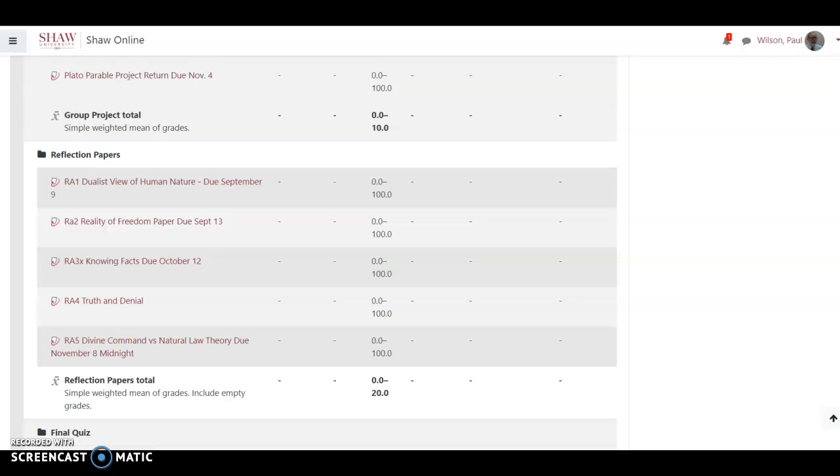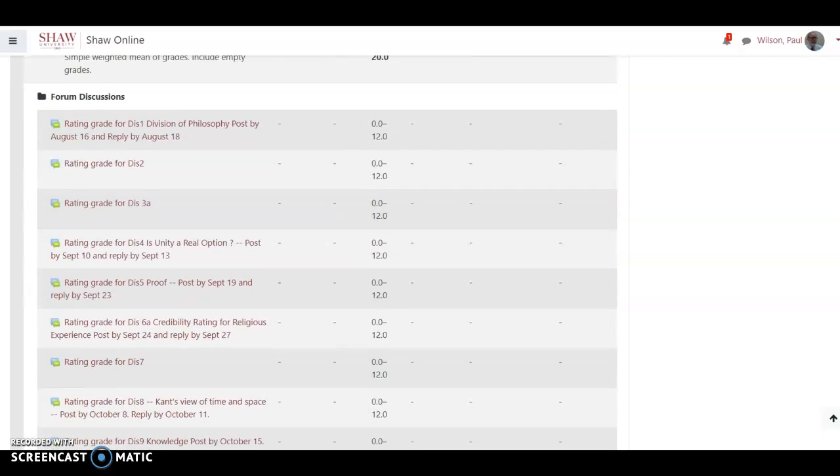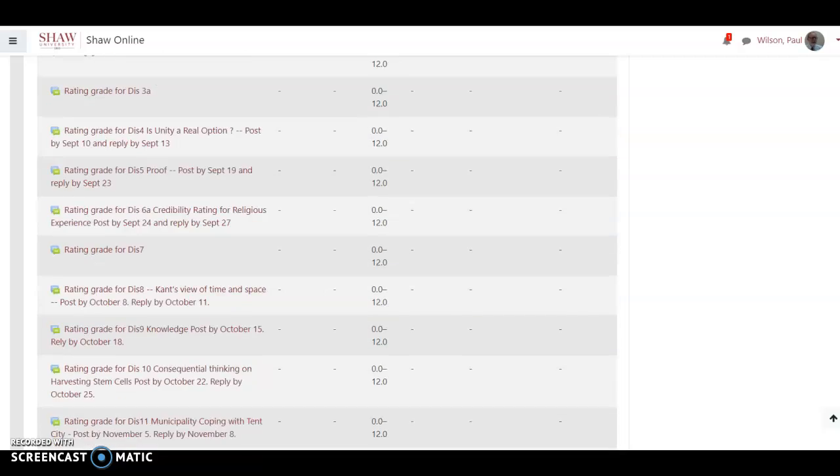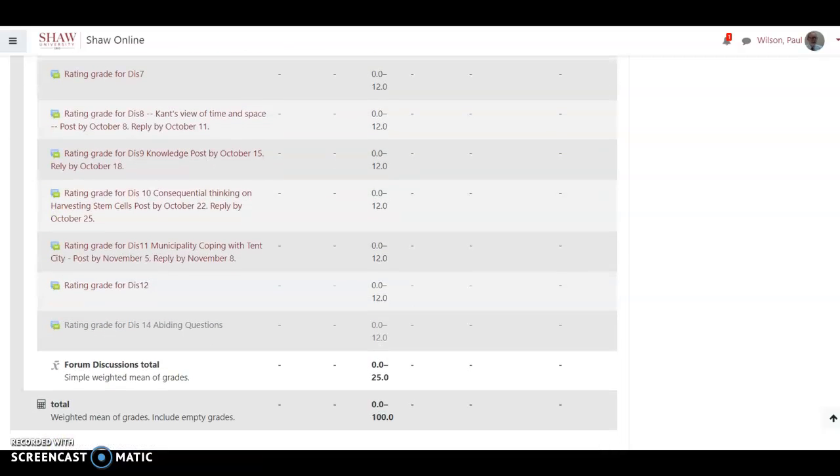Remember, each category represents activities you will complete. All of the discussions together will amount to 25% of your total grade. Now let's look at that total. The total for the class is 100%.